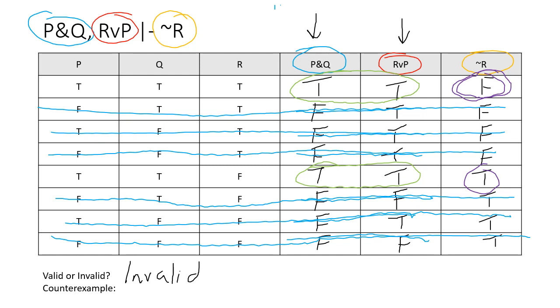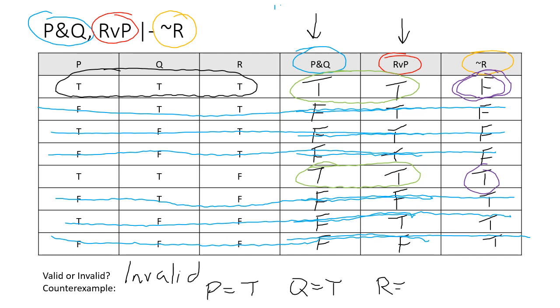Now a counterexample is pretty easy. What we're going to do is recognize what row the premises are all true and the conclusion is false, which is here in row 1. And we're just going to copy the values that we have here for P, Q, and R. So we'll write P equals T, Q equals T, R equals T. And that's just identifying that there is a row, in fact this first row, in which the premises end up being true and the conclusion ends up being false, and that's how you know it's invalid.